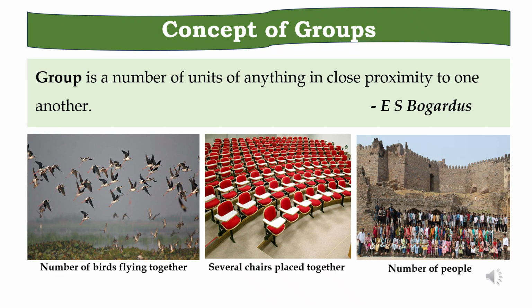Concept of group. E.S. Bogardus defined that a group is a number of units of anything in close proximity to one another. According to E.S. Bogardus, a group means a number of units, either people, objects, animals, or anything that are together in one place or close to each other. For example, a number of birds flying together is a group. Several chairs placed together forms a group. And a number of people standing or working together is also a group.